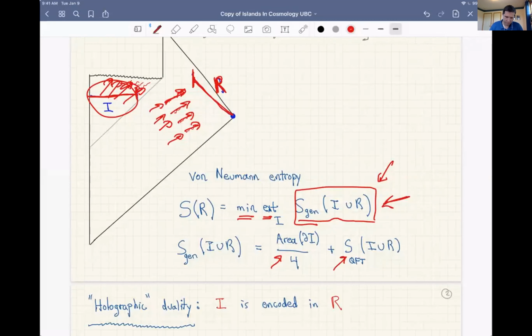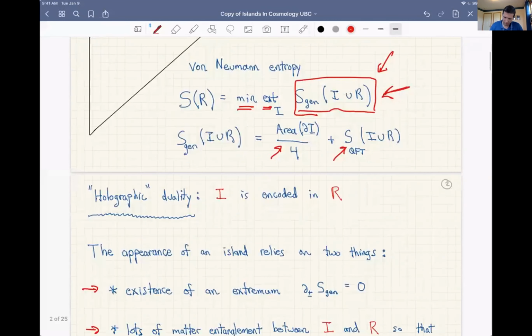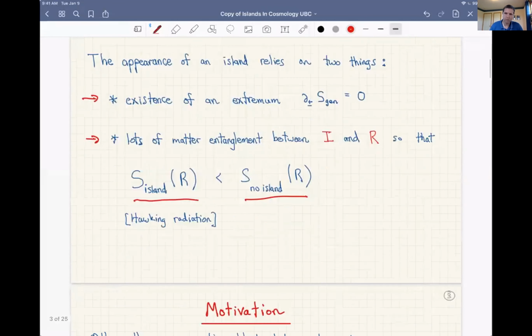Okay, I went through that quickly because I think people have seen this. Are there any questions about the black hole setup before I continue?